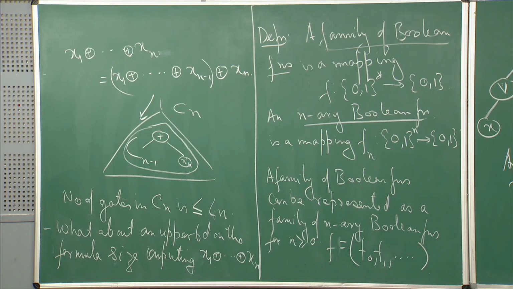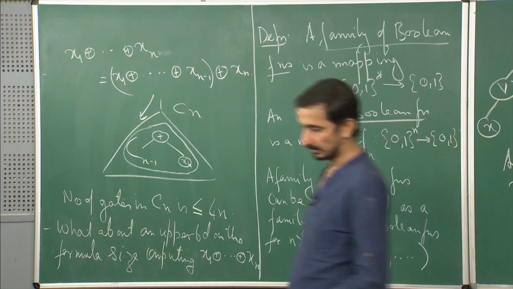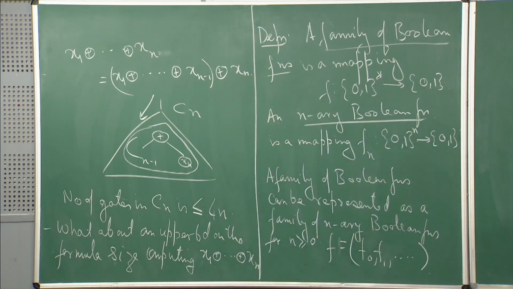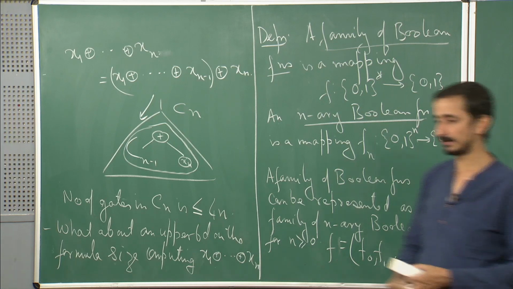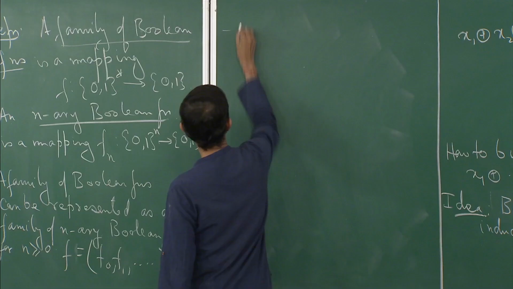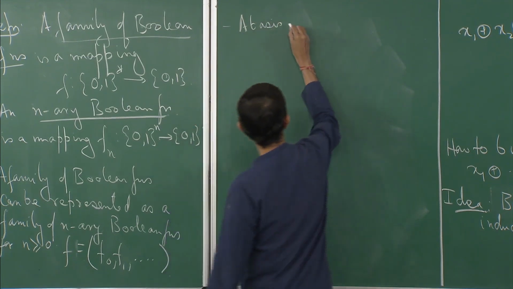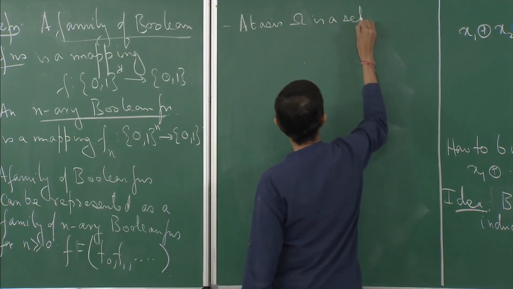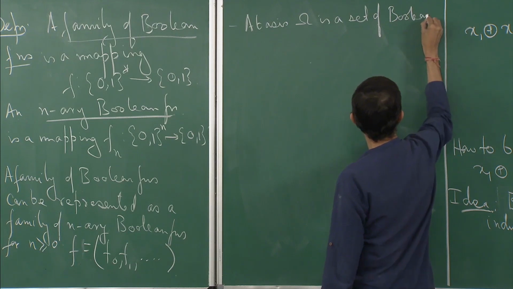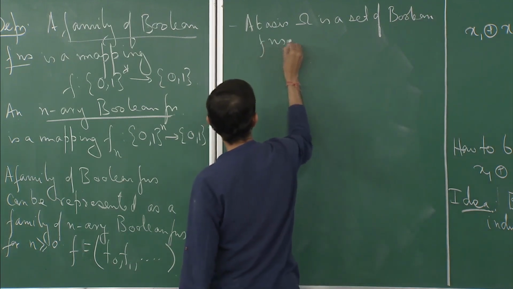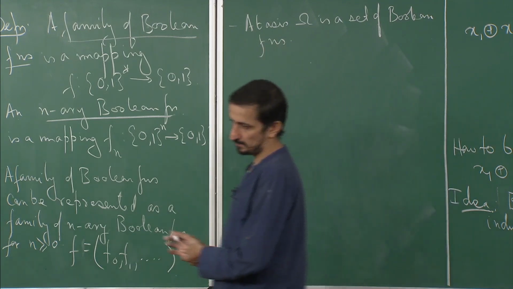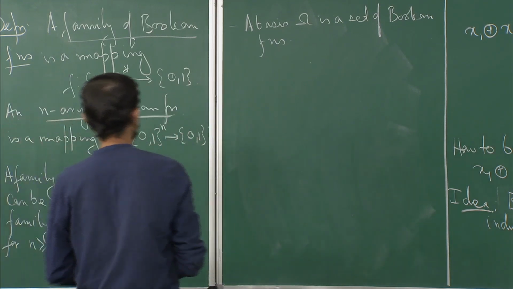Now we get to the definition of a circuit. Before defining a circuit, I'll define one more thing, that is a basis. A basis omega is a set of Boolean functions.